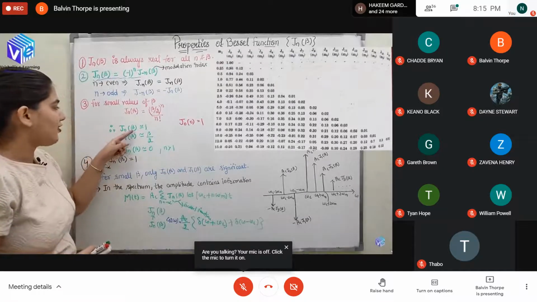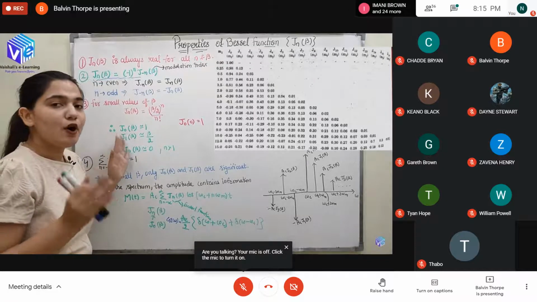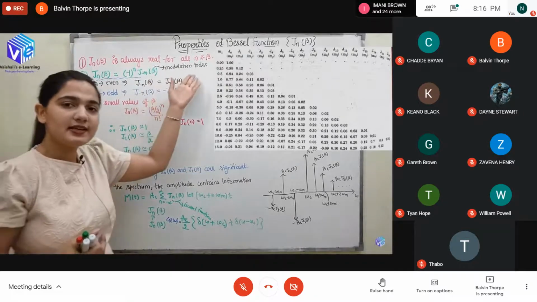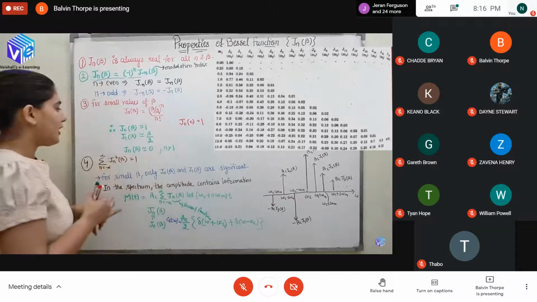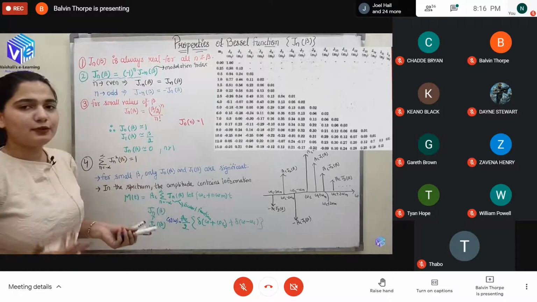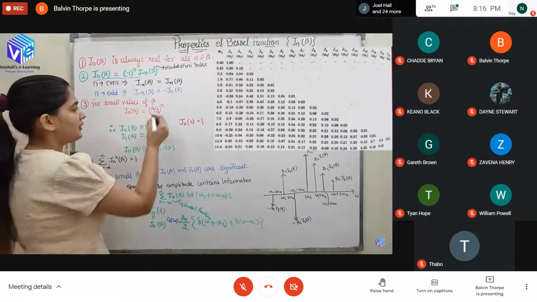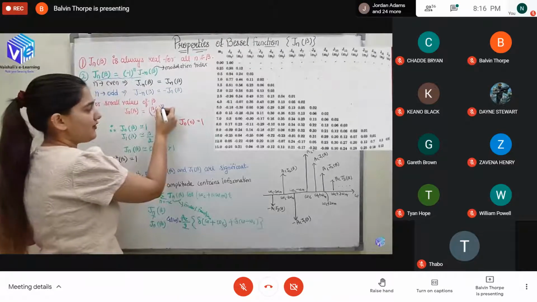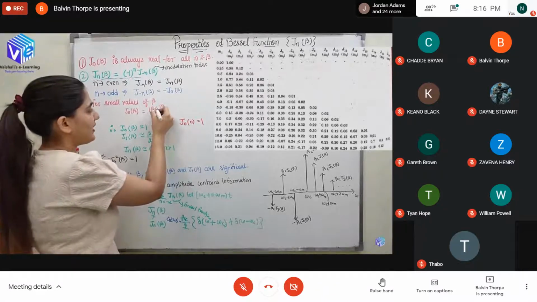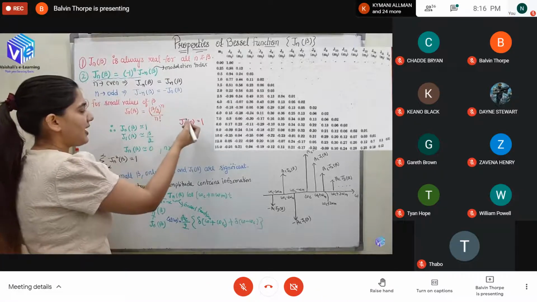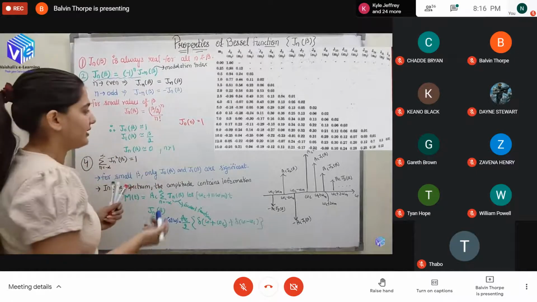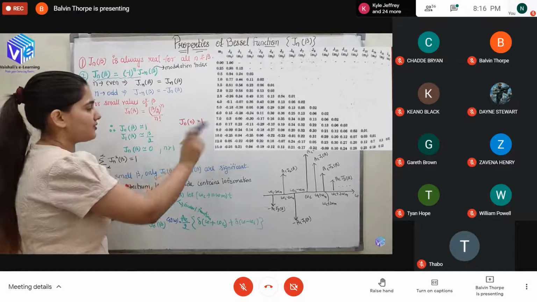So J naught of beta for small values of beta is nearly equal to 1. You can see it directly from the graph. Now coming to the next property, J1 of beta is nearly equal to beta by 2. Now put the value of 0 here. When I put the value of 0, beta was 0, so when it is 0 raised to power n, I'll represent it as 1, and 0 factorial is 1. So J naught of 0 is 1.